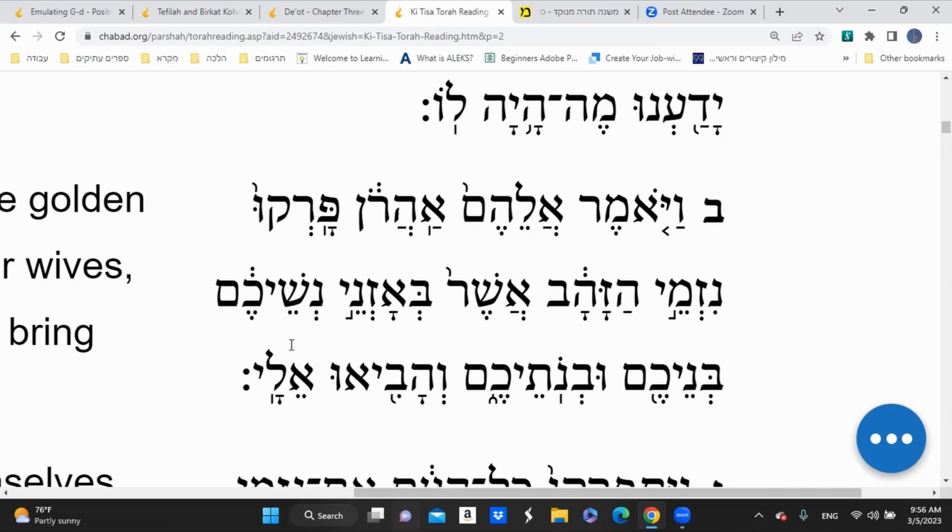If you're not familiar with Hebrew grammar, a little mistake like I made there where I said Elav instead of Elai, it's not just being nitpicky about pronunciation. It actually significantly changes the meaning of the word. Elav would be to him, whereas Elai is unto me.